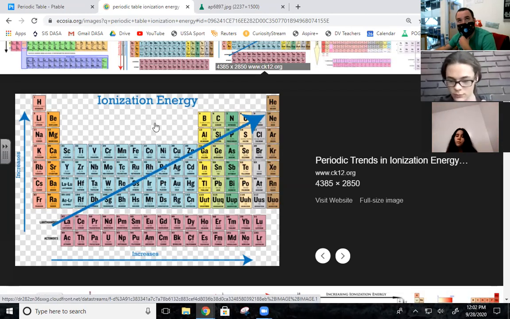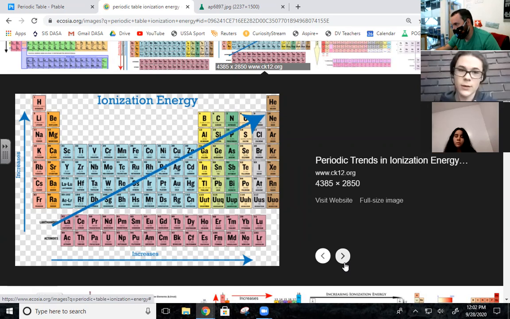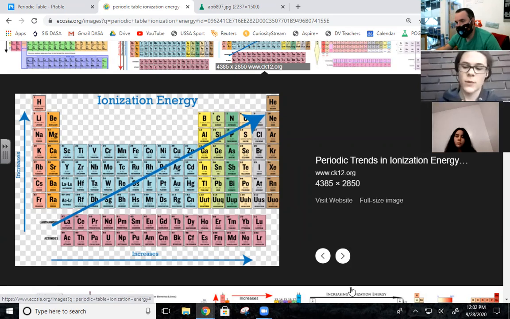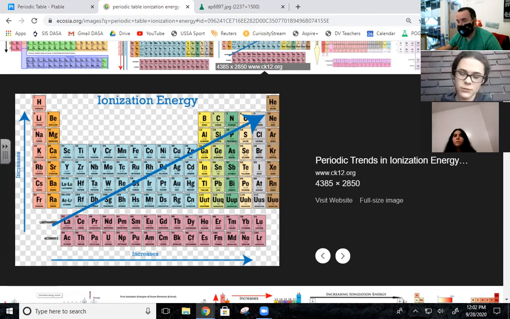Okay. All right. So the next trend that we need to talk about is another related thing. I know it seems like we're talking about the same thing, but they're all different. And this is a big one. It is electronegativity. Okay, electronegativity follows the same trend, or let me rephrase that, a related trend.